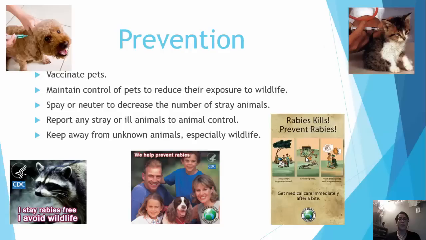Ways to prevent rabies: vaccinate your pets, maintain control of your pets in order to reduce their exposure to wildlife, spay and neuter your pets in order to decrease the number of stray animals, report any stray or ill animals to animal control, and definitely keep away from unknown animals, especially wildlife.